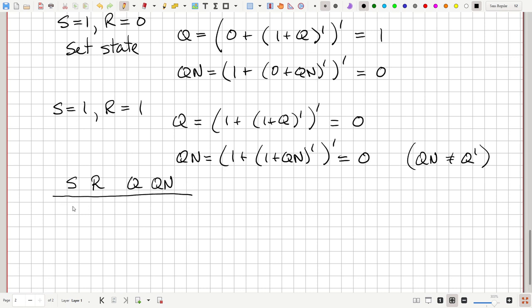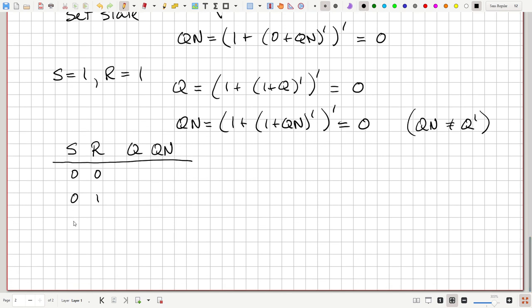Okay, so let's list our values: 0 and 0, 0 and 1, 1 and 0, and 1 and 1. And here's the results we got. For the 0, 0, that's the latch state. Q is Q, and Qn is Qn. We call that the latch state.